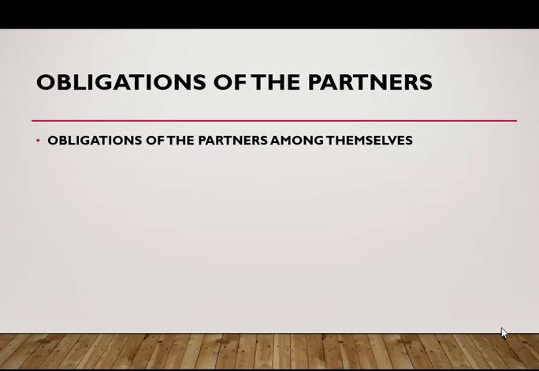Before we tackle the obligations of the partners, we'll talk first about what relations are created if there is a contract of partnership. As a consequence of the contract, there would be relations between the partners on one hand and the partnership on the other hand, and relations between partners on one hand and third persons on the other hand. And the last one is relations between the partnership and the third person.